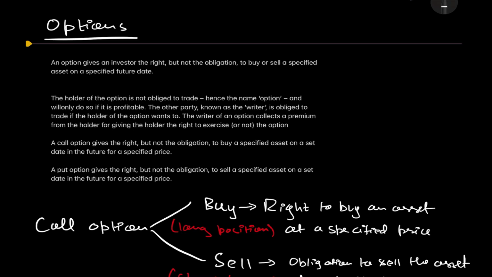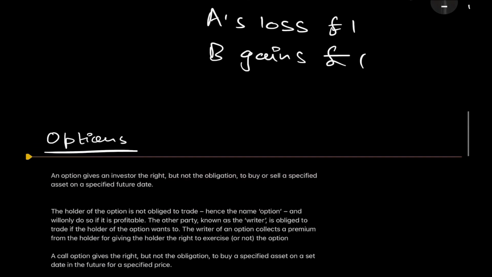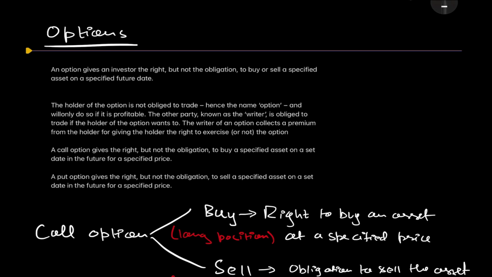So how is this different from a forward contract? Well, under a forward contract, both of them were bound by the contract. Here, one party has a right, and he or she is not bound. The other party is bound if the first party wants to bind him or her. So that is how it's different, right? You're giving someone a right and the other party has an obligation. So that is how it works.